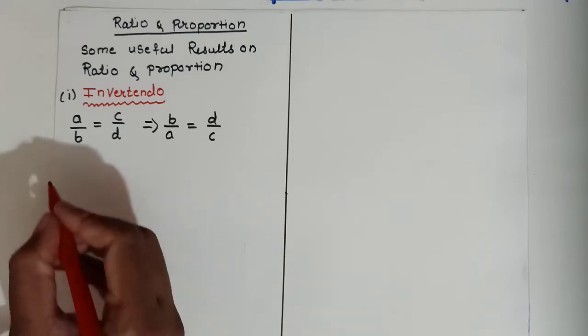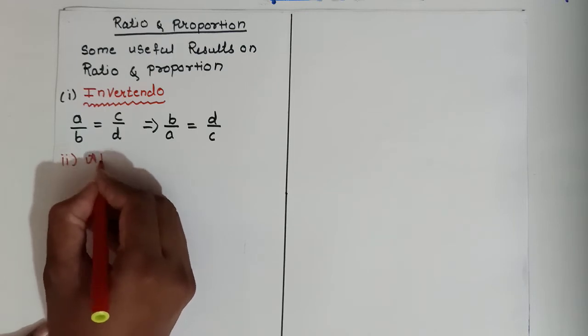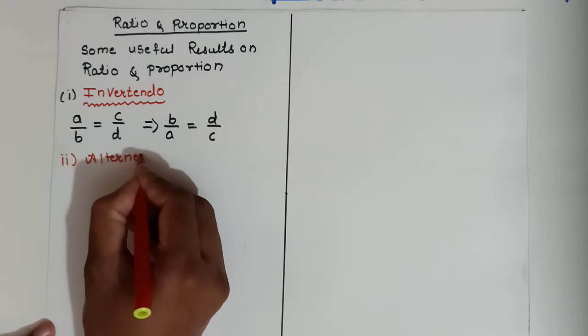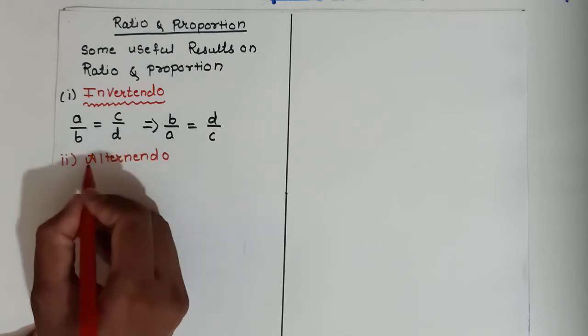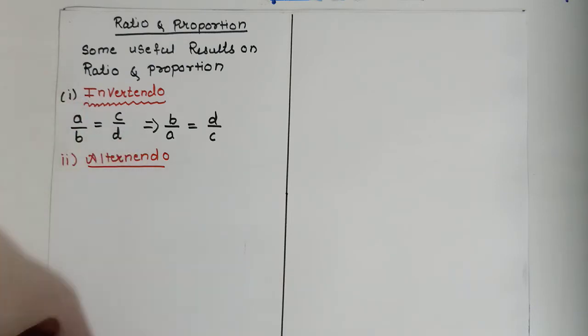Then the second property is alterendo. By the names only you can understand. Invert means reversed, ulta. So here we have done that.